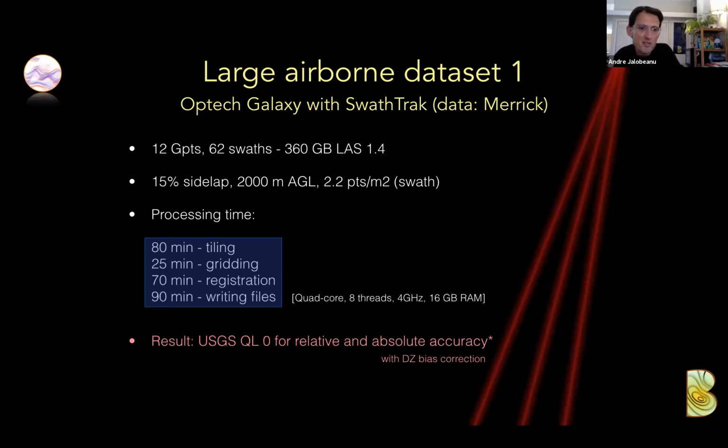It's a typical example of about 12 billion points, 60 spots, 15% side lap. The processing time is given here. Doesn't mean much probably today because that was done 2 years ago. On a small computer, basically it takes about 3 hours processing depending on the task. The most difficult part is the registration, the point cloud registration for that type of data. So 300 gigs of data takes about an hour.